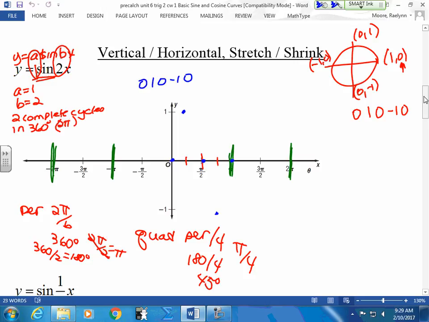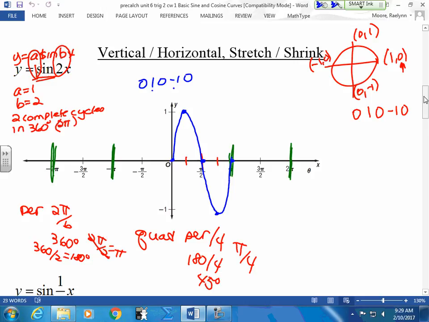0. At the next quadrant, put a dot at the 1. Here we are at the 1. At the next quadrant, 0. Next quadrant, negative 1. Back up to the 0. Isn't this a nice little sine curve? Isn't that one complete cycle in pi, or 180 degrees?